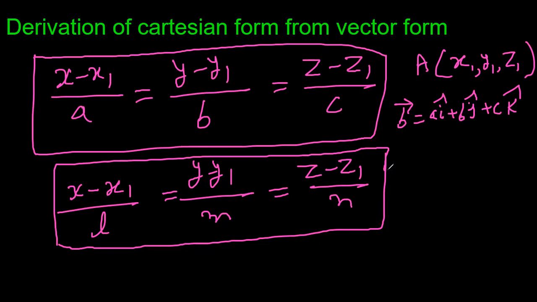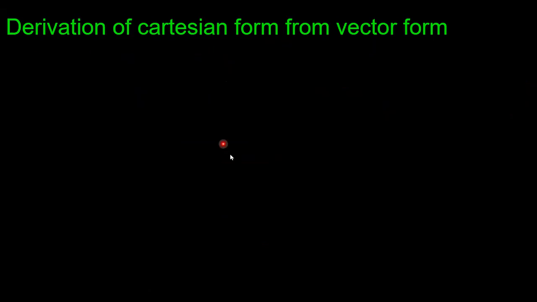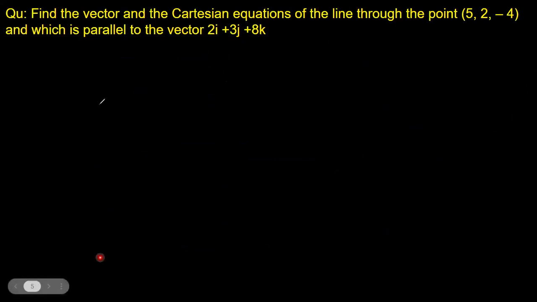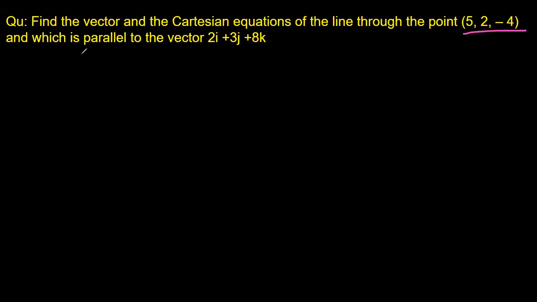when we are given one point through which the line is passing, and a vector which is parallel to the given line. So it's very easy and convenient. We would like to take one example and see how it works. The question is: find the vector and Cartesian equation of the line passing through a given point A and parallel to a vector given in terms of i cap, j cap, and k cap.